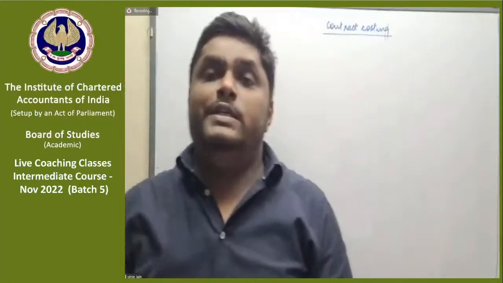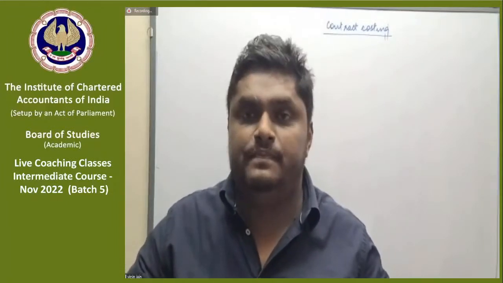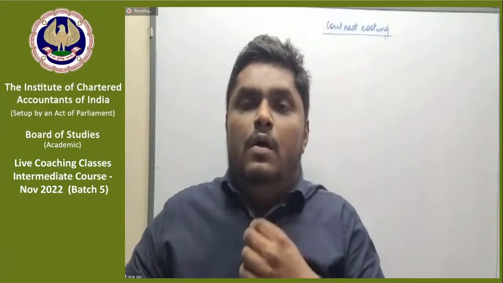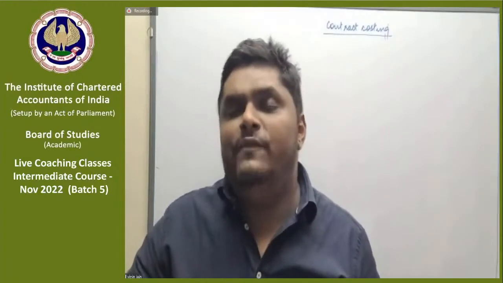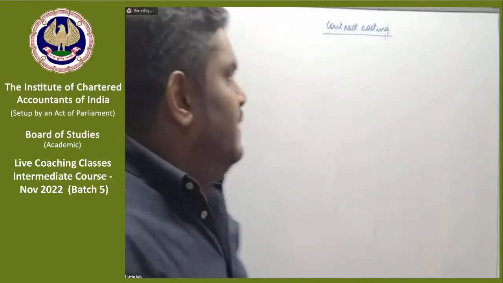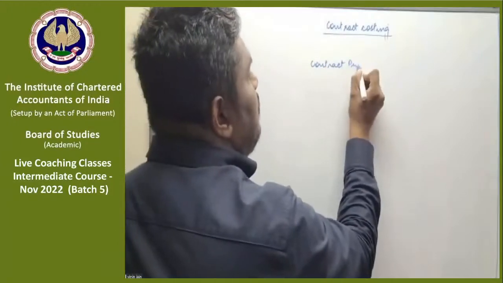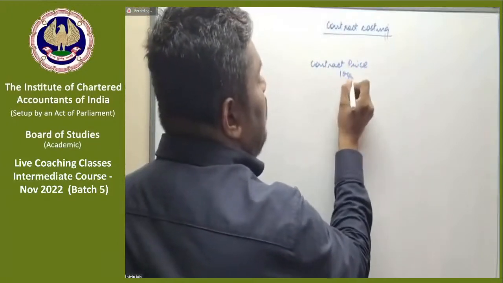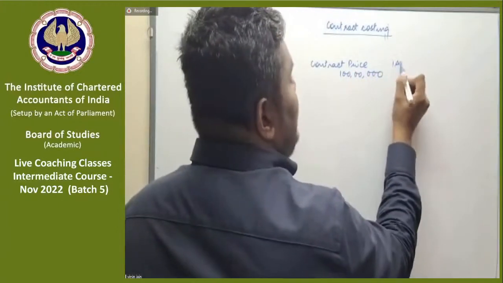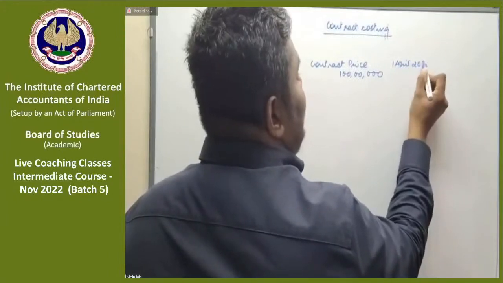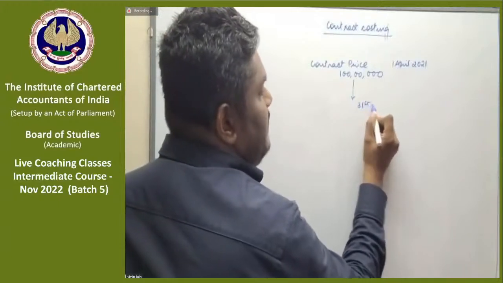Now the next point is work certified. The question is, what is work certified? Now, let's say I have been awarded a contract from XYZ Limited for construction of a theme park, and let's say the contract price is 1 crore. The contract was awarded on 1st April 2021, and the company closes the books on 31st December.